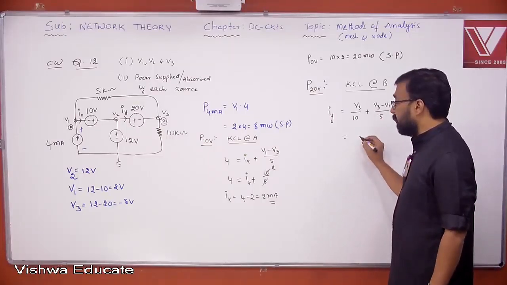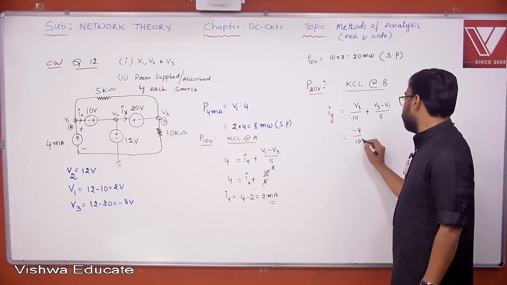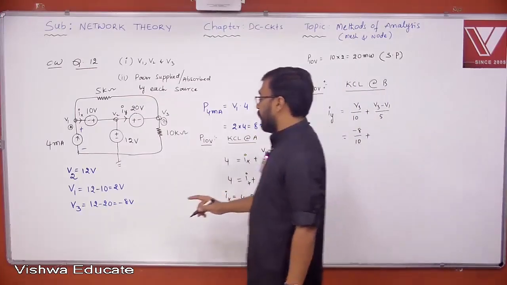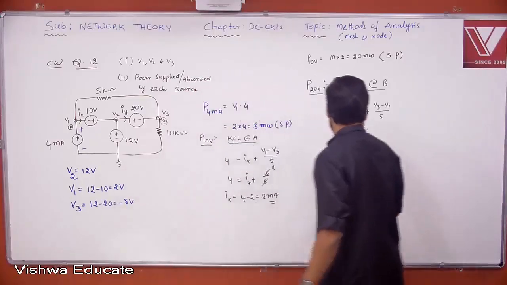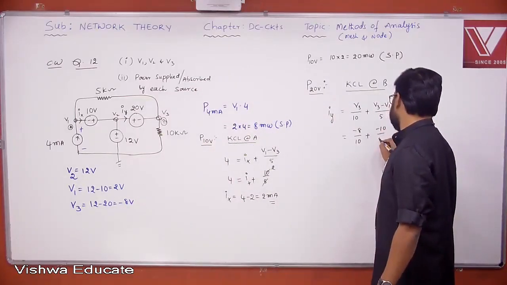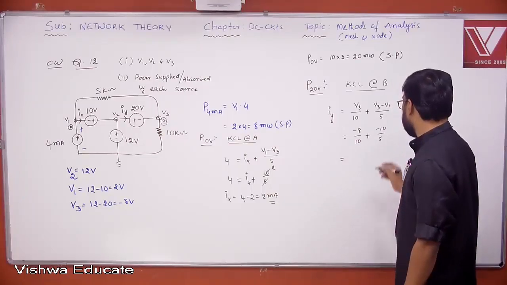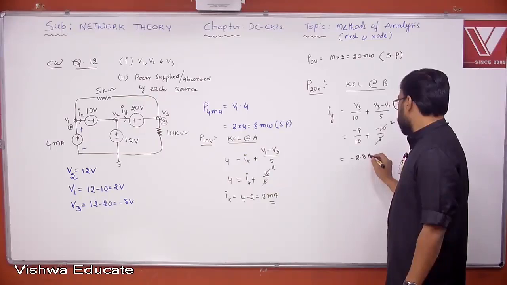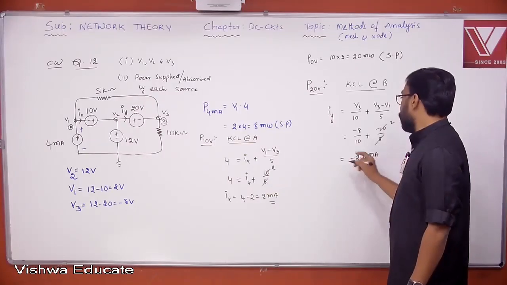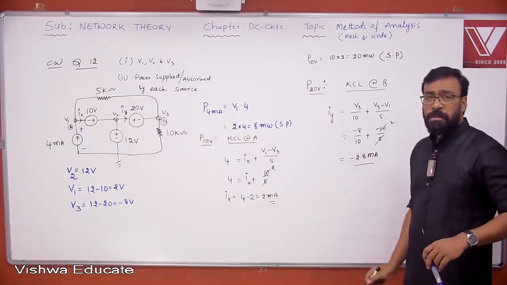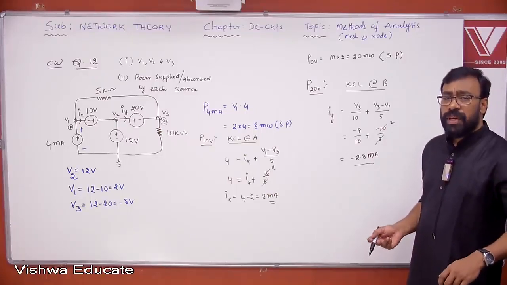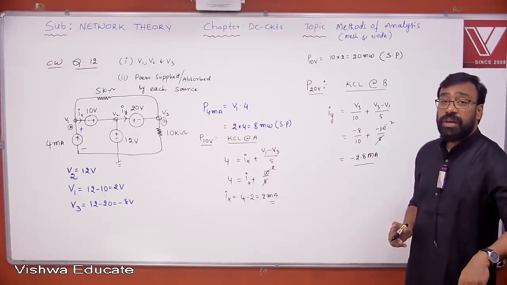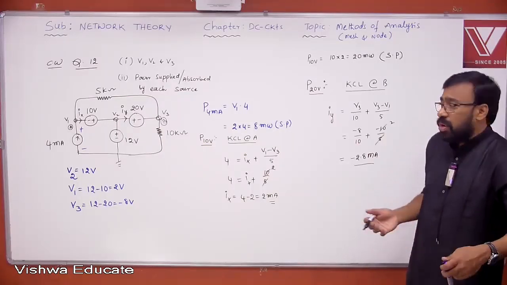Therefore, what is this? Actually, V3 means minus 8 by 10. What is V3 minus V1? Minus 8 minus 2, that is minus 10. Minus 10 by 5. This gives minus 2.8. Look at this, minus 2.8. I got a negative value. It means that my assumption is wrong. No problem. If I had taken the reverse direction, then I would have got a positive value. That is the meaning of it. So do not worry about that.